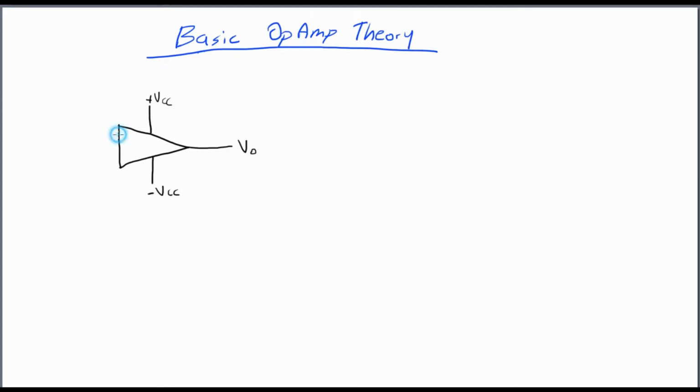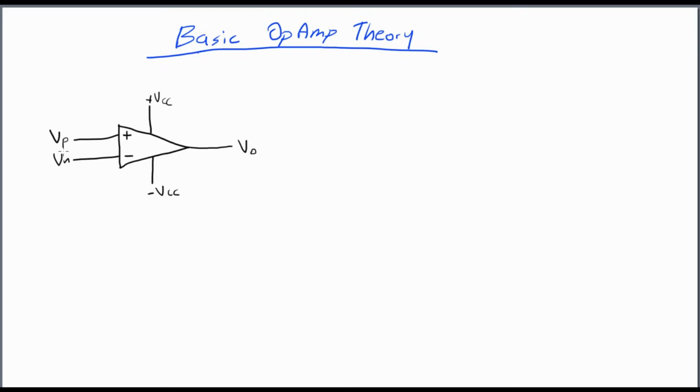And I also have two inputs on an op-amp. I have a positive input, also called a non-inverting input. And then I have a negative voltage input, also known as the inverting input. I'm going to call these VP and VN for the positive voltage input and the negative voltage input. And this is pretty much it. This is what the integrated circuit looks like when you draw it for a circuit schematic.